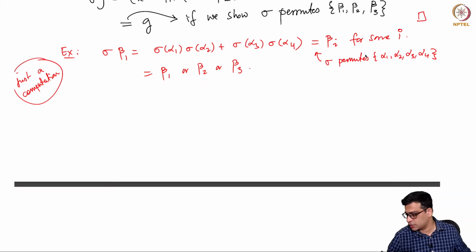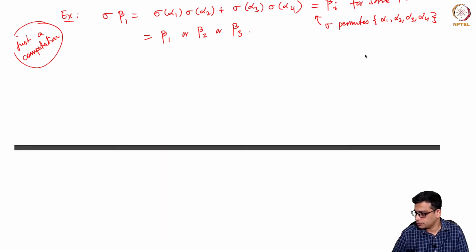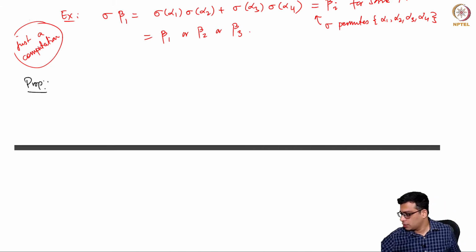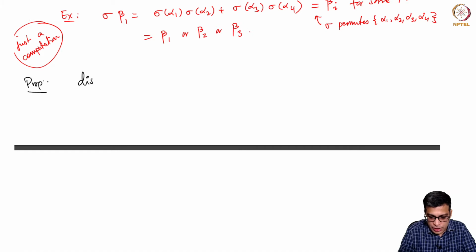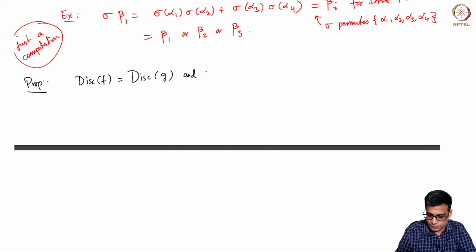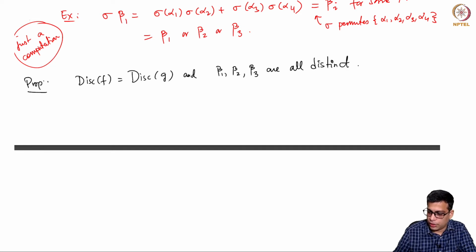So that's the first observation. And the second observation, which again I will indicate the proof quickly, is that discriminant of f is equal to discriminant of G. The point is you have constructed a cubic polynomial which has the same discriminant, and they are all distinct.